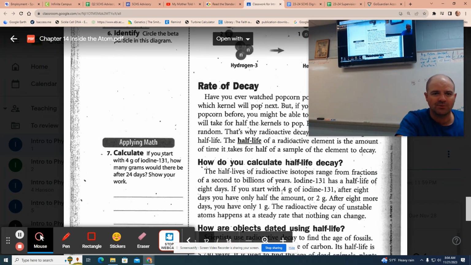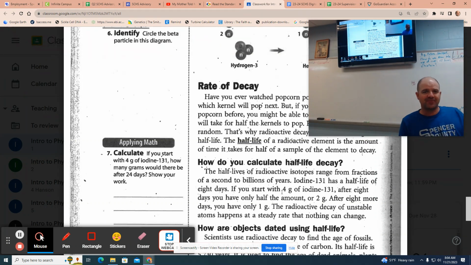All right, how do we calculate it? The half-life of radioactive isotopes ranges from fractions of a second. Literally, some parent isotopes, those really massive ones, often lab grown, will only last for fractions of a second, to billions of years. So some of them are radioactive, but just barely, essentially. They take so long to decay.